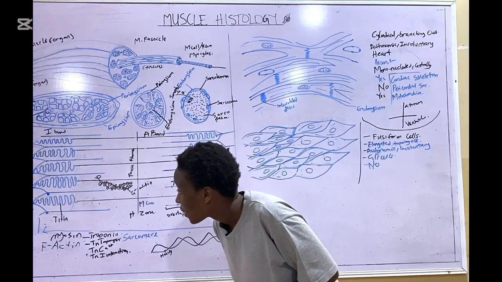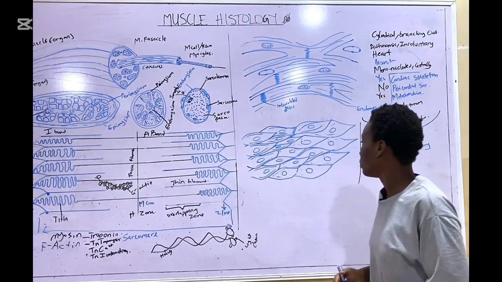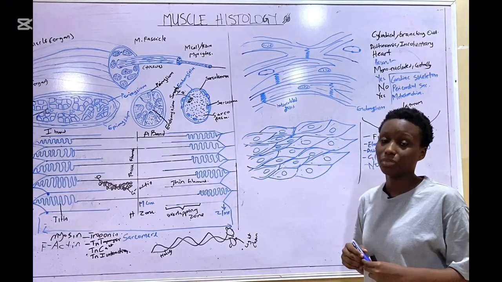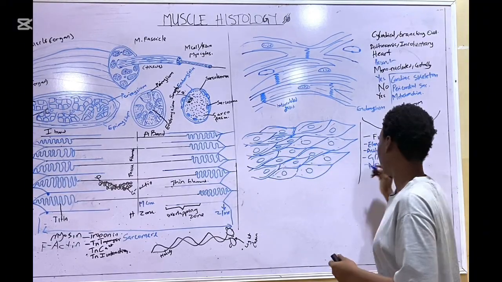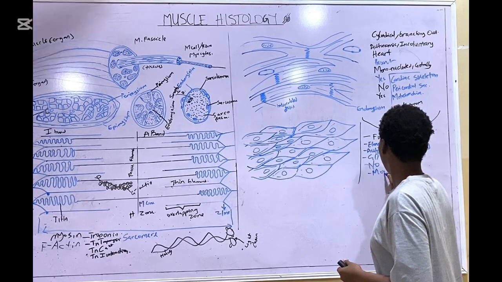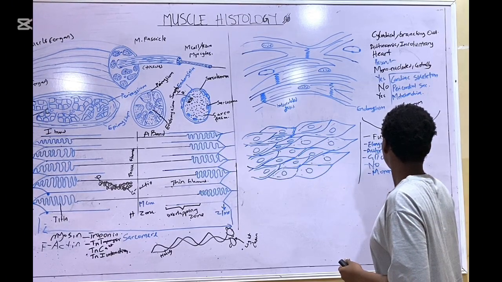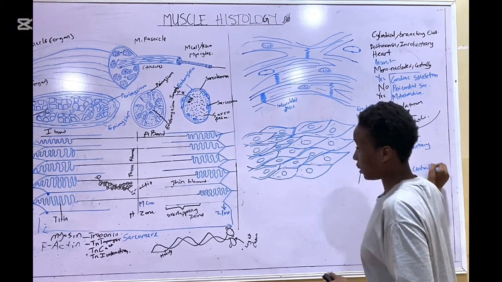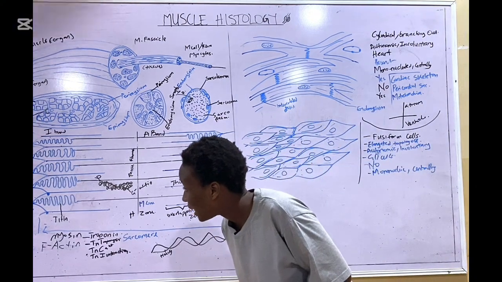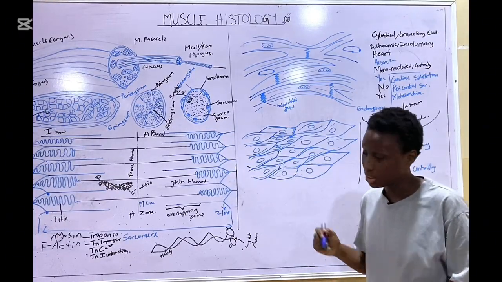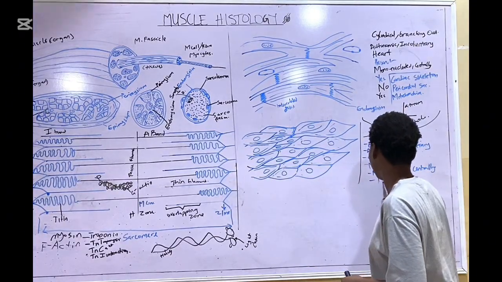So, nuclei. It has just one nucleus per cell, and the nucleus is centrally located. Mononucleate, centrally located. Intercalated discs: no intercalated discs. There are no intercalated discs between the cells.